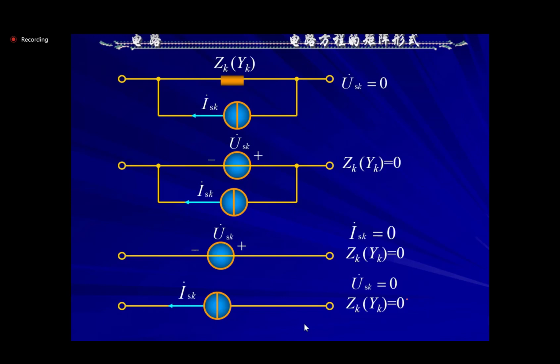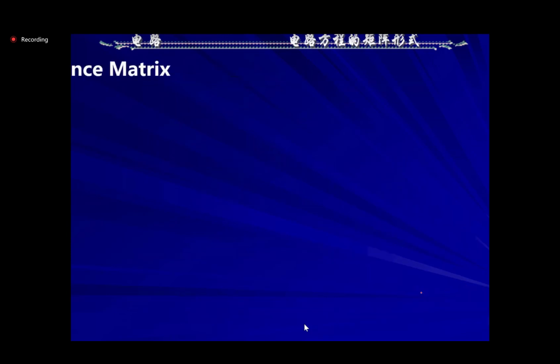Okay, this part we define the standard branch. We define the branch at first, and then we draw the branch voltage-current relation function. We draw this function.